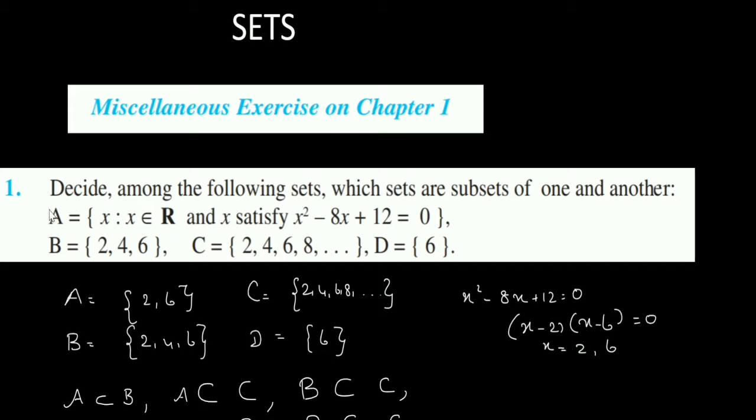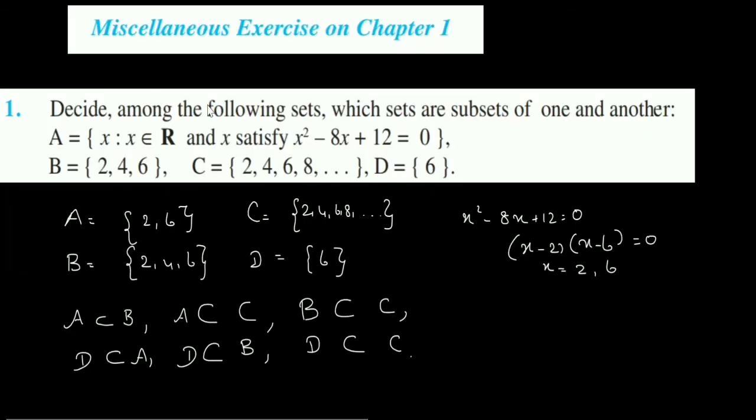Question number 1. Decide among the following sets which sets are subsets of one another. A: x such that x belongs to R, where x satisfies x square minus 8x plus 12 equal to 0. Set B is {2, 4, 6}. Set C is {2, 4, 6, 8, ...}. Set D is {6}. So first we have to find the set A.